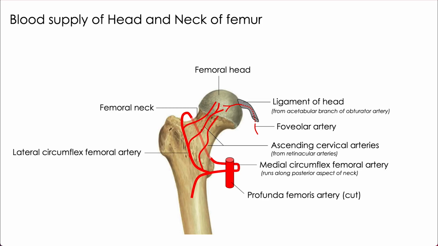So if the medial circumflex artery and its ascending cervical arteries, which become the retinacular arteries, are damaged, the head can undergo avascular necrosis. This is a very serious complication occurring from injury to the neck of the femur, in particular the intracapsular part of the neck of the femur. We'll be talking about it shortly.